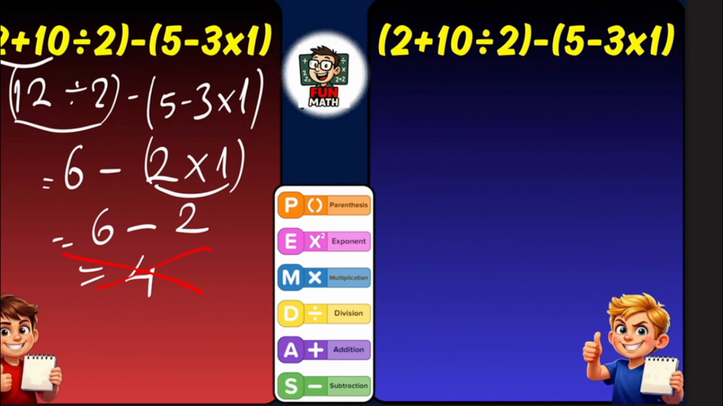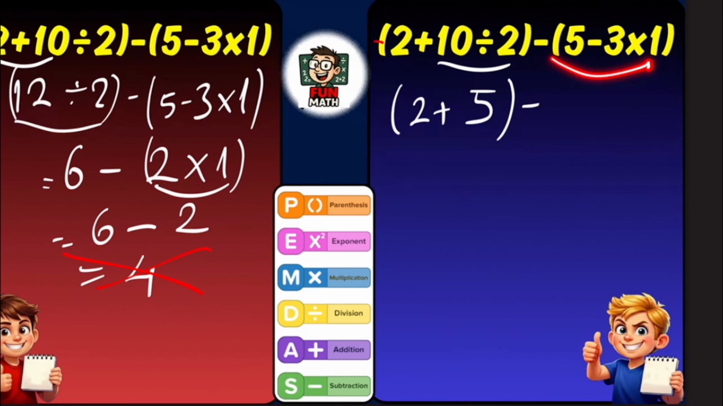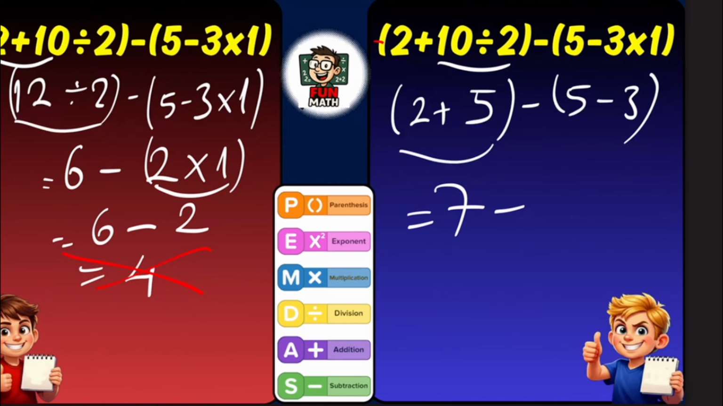Okay. Now let's solve the question according to the rule. First, parenthesis. In parenthesis, first addition and division. First division. 10 divided by 2 equals 5. In this parenthesis, first multiplication, 3 times 1 equals 3. In parenthesis, 2 plus 5 equals 7. Second parenthesis, 5 minus 3 equals 2. Finally, subtraction, 7 minus 2 equals 5.